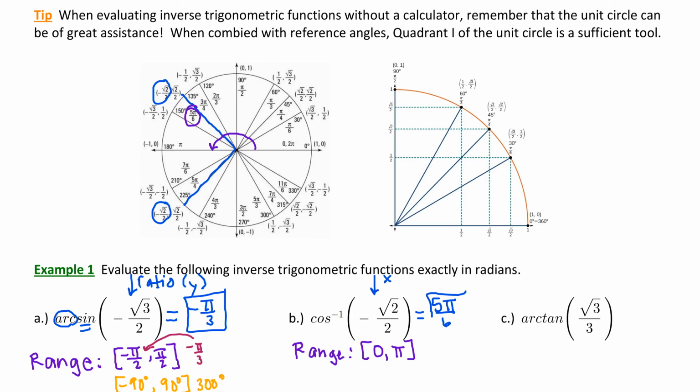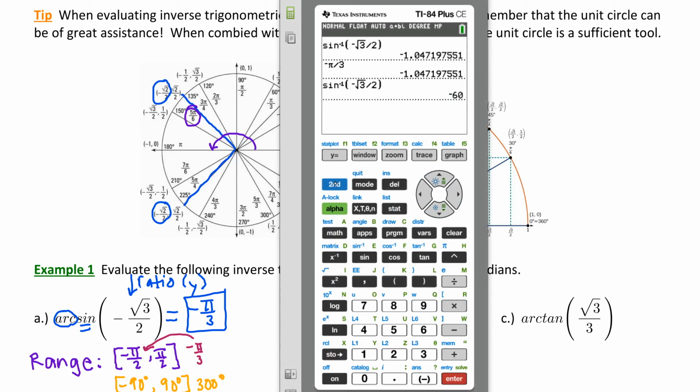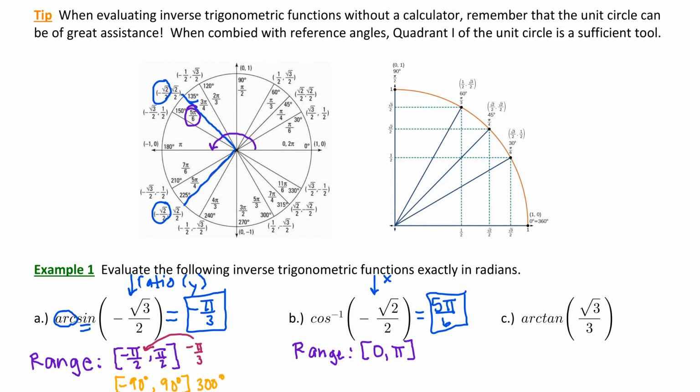And we could certainly verify that with our calculator. Since I'm already in degree mode, I'm going to keep it in degree mode. The answer will come out a little nicer that way anyway. I'm going to type in inverse cosine of negative square root of 2 divided by 2. It's going to spit out 135 degrees, and we know 135 degrees is equivalent to 5 pi over 6 radians.